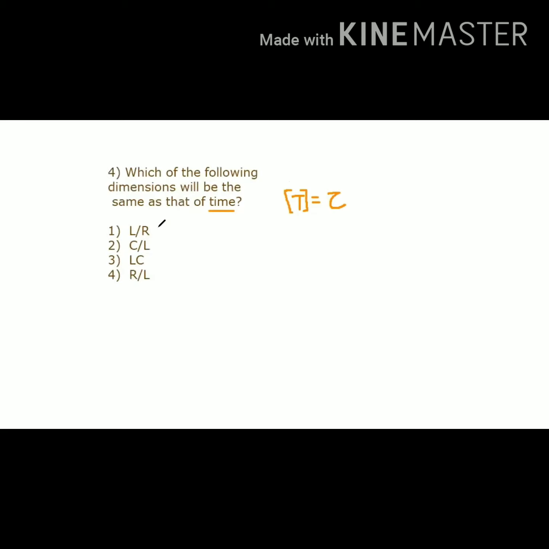So here the options given are L by R, C by L, RC, LC, and R by L. This has various quantities like L by R, which you need to learn. Then it can also be written as R into C, or it can also be written as root over L into C. So looking at all the options given here, only this option seems to be matching. Rest all are wrong options. Therefore, option 1 is correct for this question number 4. Let us move on to the next question.